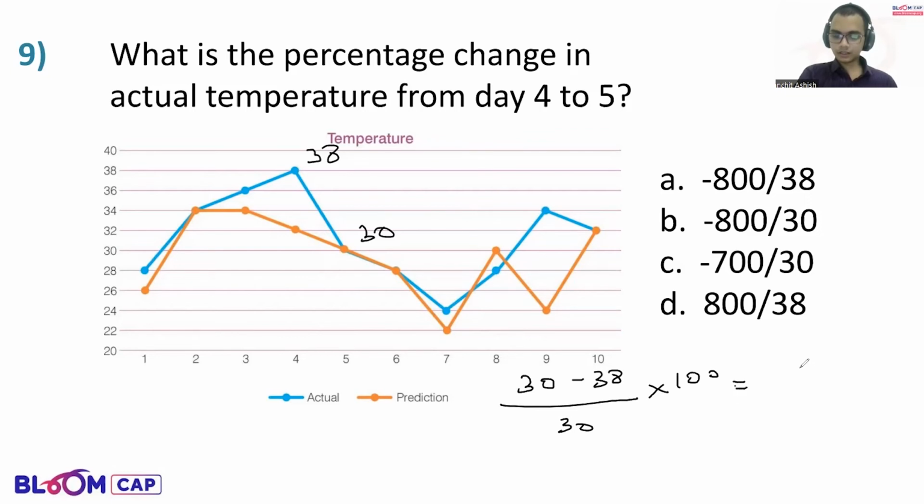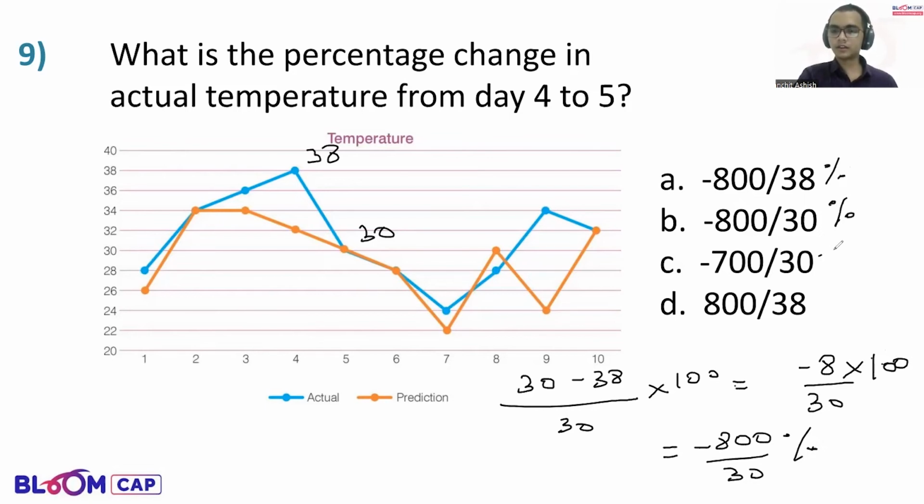This will be minus 8 upon 30 into 100, or minus 800 by 30 percentage. Right? Here the percentage signs are not given, just add percentage signs. So the correct option is minus 800 by 30 percentage. Why minus? Because the temperature got reduced.